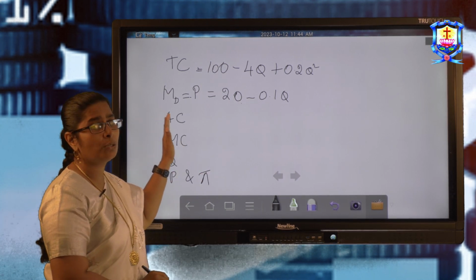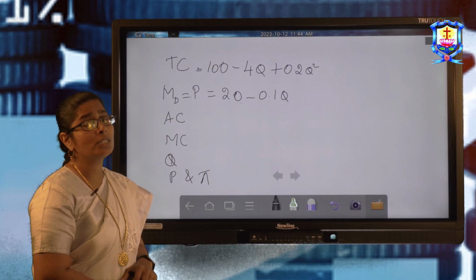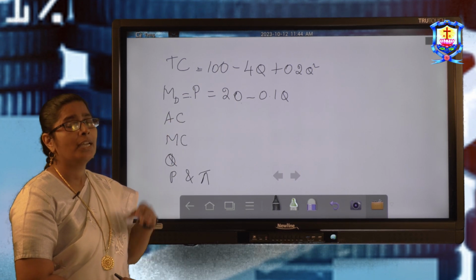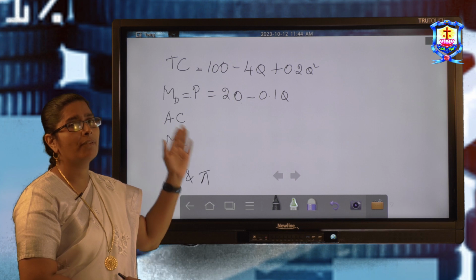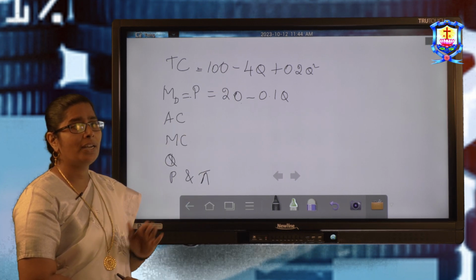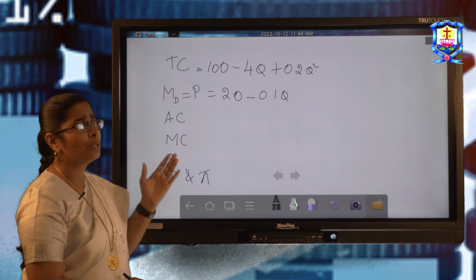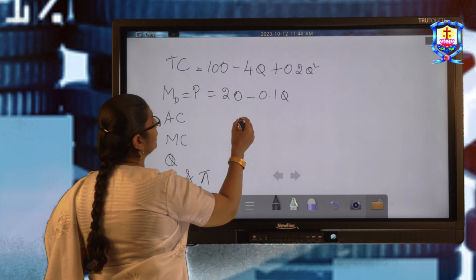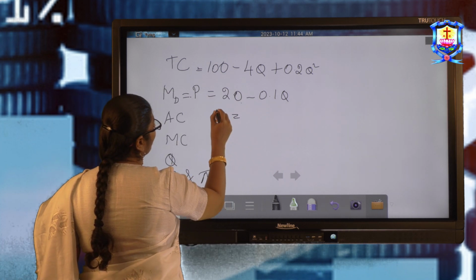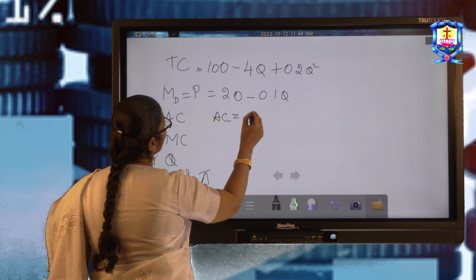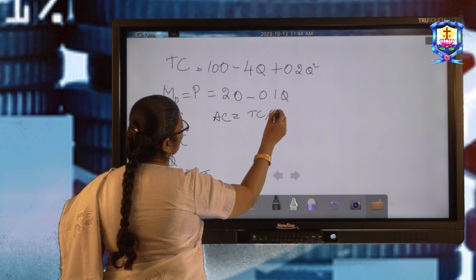So first we need to calculate average cost. What is the formula to calculate average cost? In the previous slide itself, I have given you the hint that by dividing the total cost we may calculate the average cost. So simply, I just apply the formula. AC is equal to TC by Q.